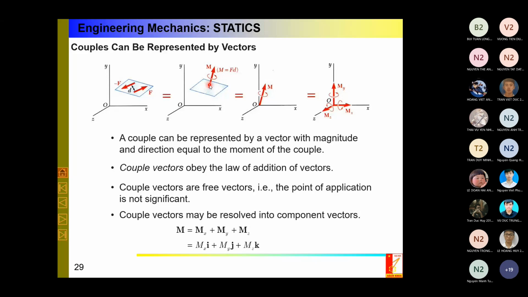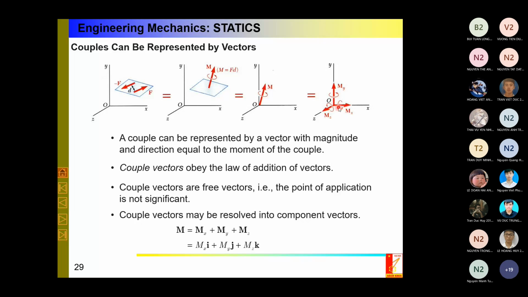But the nice thing, once more, is that the vector of the couple is a free vector, so I can move this vector from here to the origin. Because it is a free vector, the direction and the magnitude should be the same. So I can move it from any point in this plane to the origin of the coordinate system. It is quite interesting for many people. And one thing more, with the Cartesian coordinate system, I can resolve it into three components: Mx, My, and Mz.